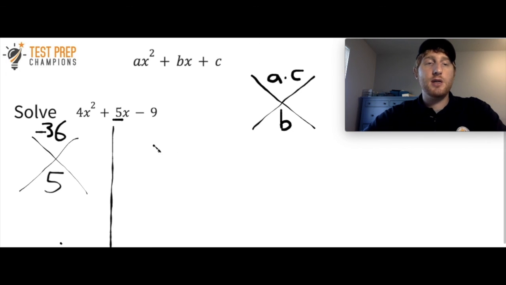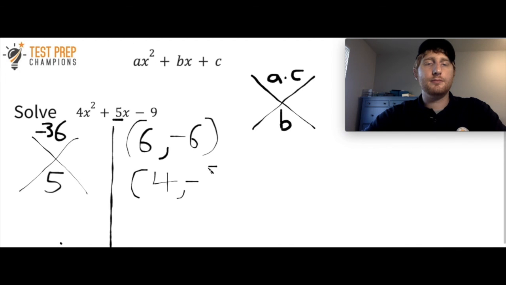So a good way to do this is just think of things that multiply together to give us negative 36. So in this case, we've got 6 and negative 6. All right. And we do have to keep track of our negative signs here because it is negative 36. Let's see, what else is there? What about 4 and negative 9? 4 and negative 9. And I could also do negative 4 and 9.